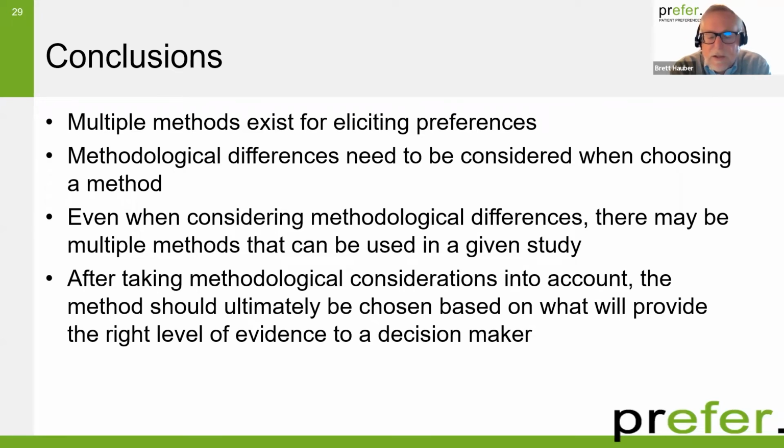And when choosing a method, the first task should be to determine which method or methods can address the research question. Sometimes this exercise leads you to a single method, but most often there are multiple methods that could provide the information you need. In all cases, once you've identified the set of potential methods, we then recommend that you consider participant and feasibility factors. However, throughout the process, the choice of method should always be guided by what will provide the right level of evidence to the decision maker.